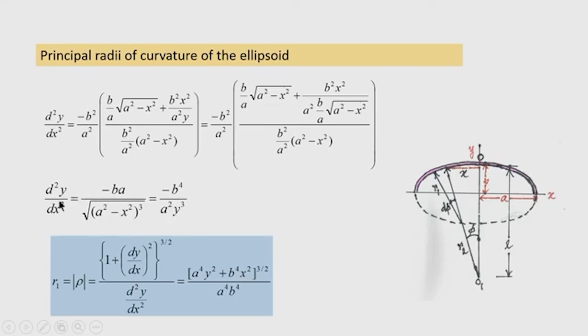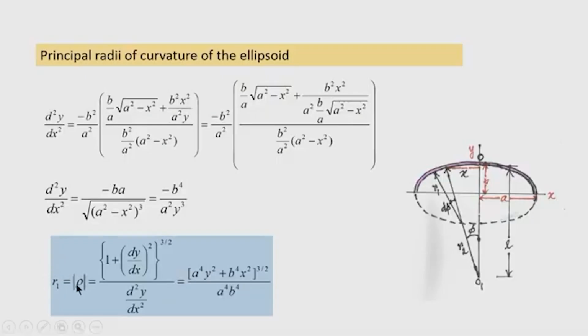Okay. So, the second derivative and first derivative are needed to compute the principal radius of curvature. So, the principal radius of curvature R 1, taking the absolute value, is given by 1 plus dy by dx whole square raised to the power 3 by 2 divided by d square y by dx square.